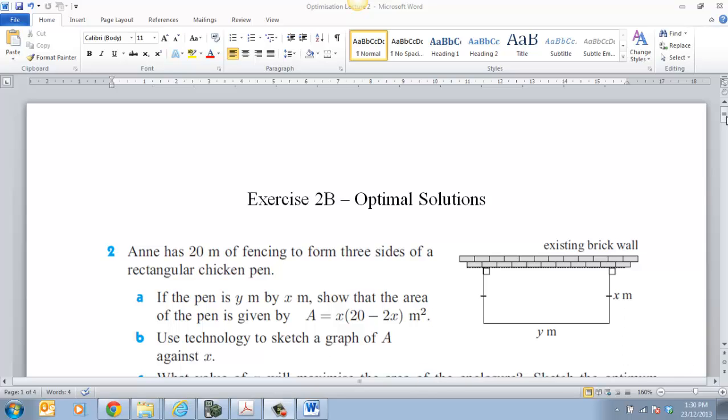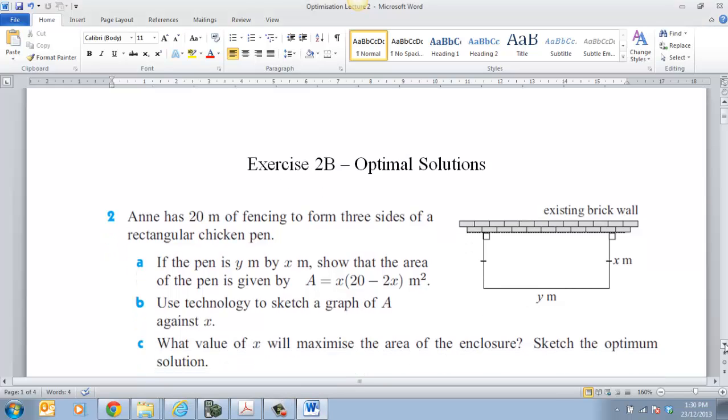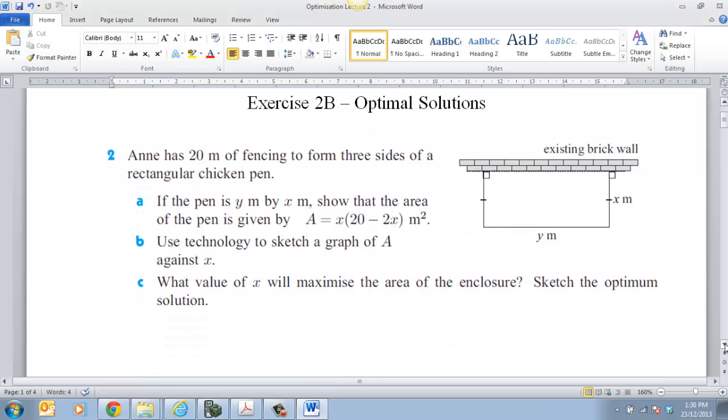Just going to be looking at exercise 2B today, where we're looking at optimal solutions. Now, again, this is a bit of revision from year 11. And generally the way these things work is you get given an equation with some information in it, and then you have to use another equation which you want to maximise or minimise. So in this particular case, we'll look at example number 2.